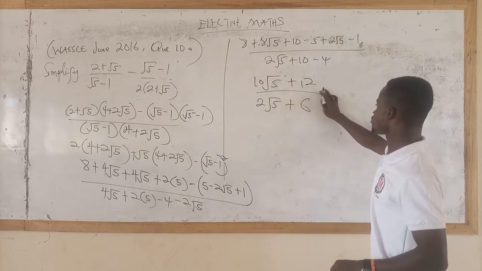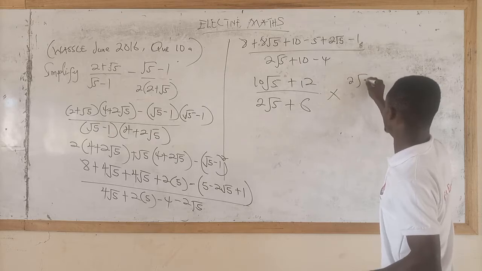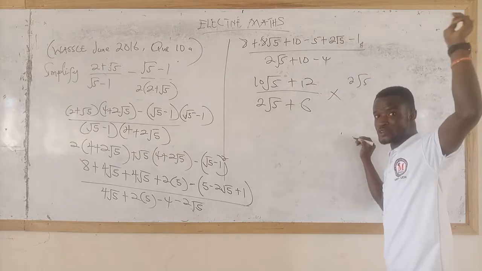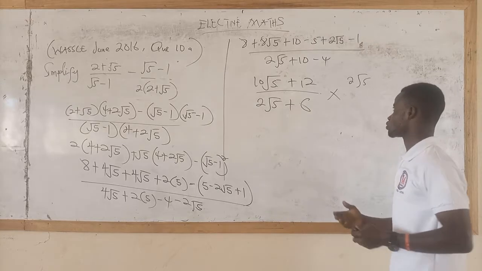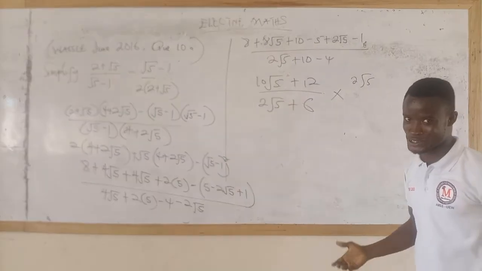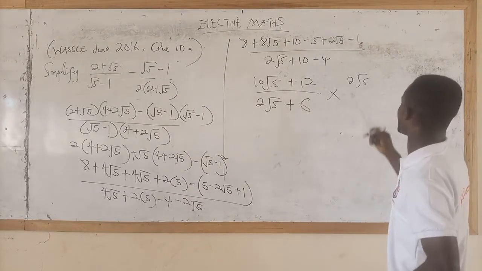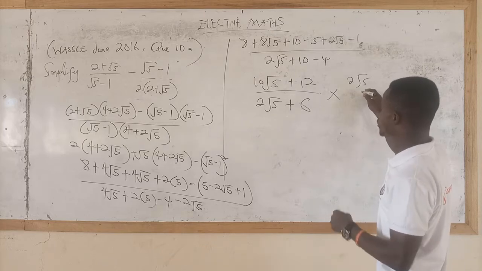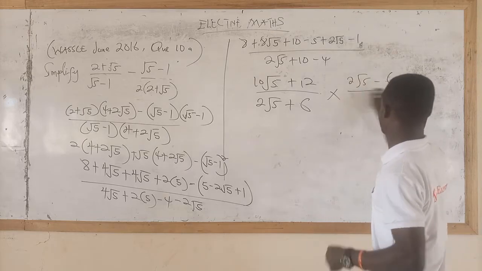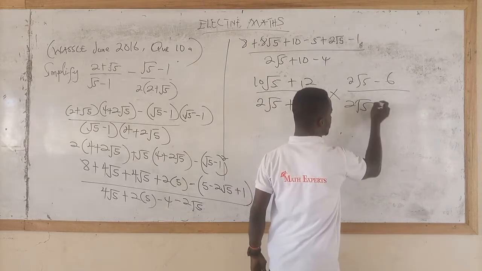So now, let's move on. You multiply this by 2 square root of 5 minus 6, and you can refer to the previous video. I think we have solved similar ones before, so I should stop for you to even continue with it. Don't worry, I'll guide you. Let's move on. So we are rationalizing. But I will speed up because we have done similar.